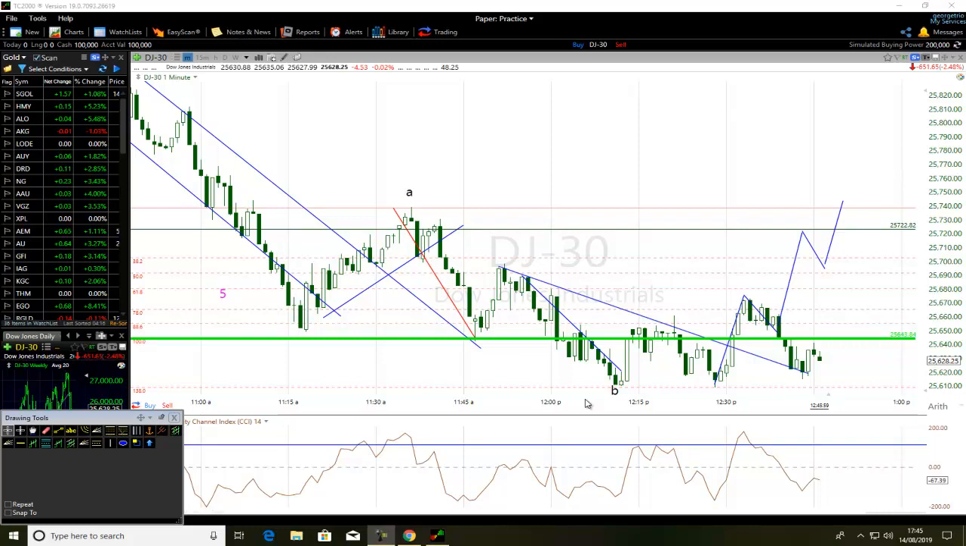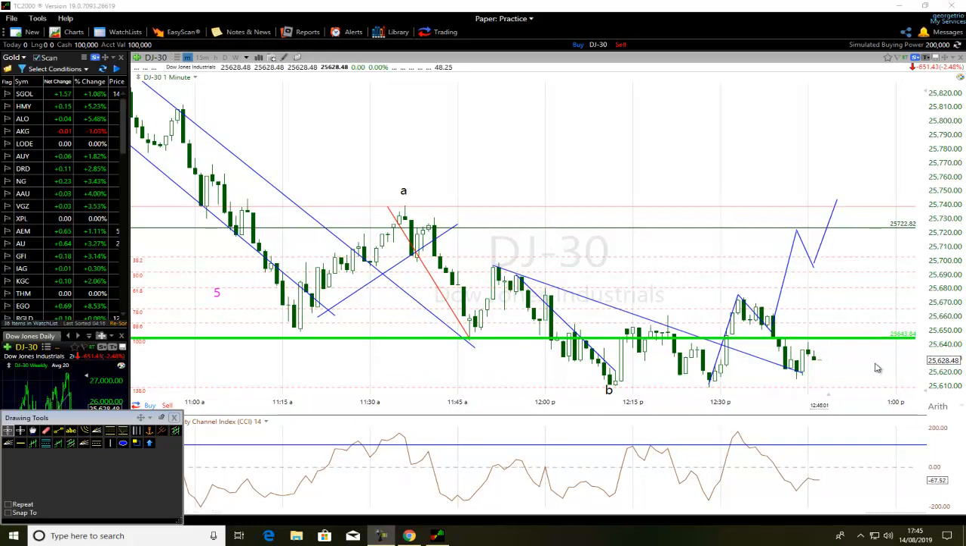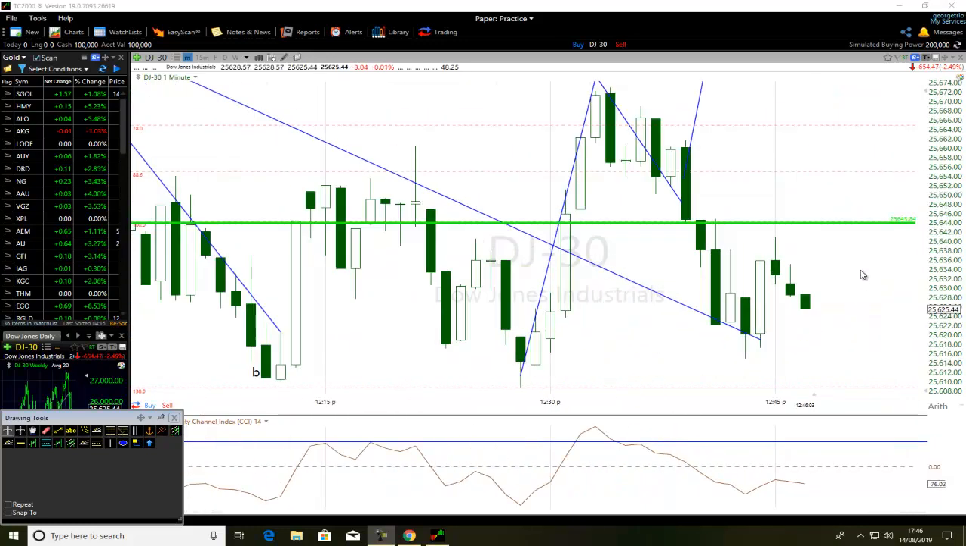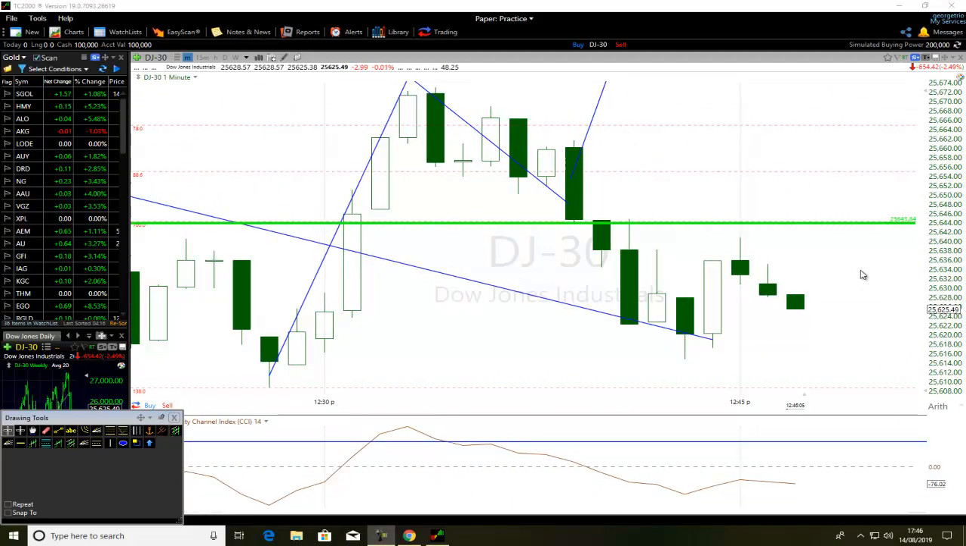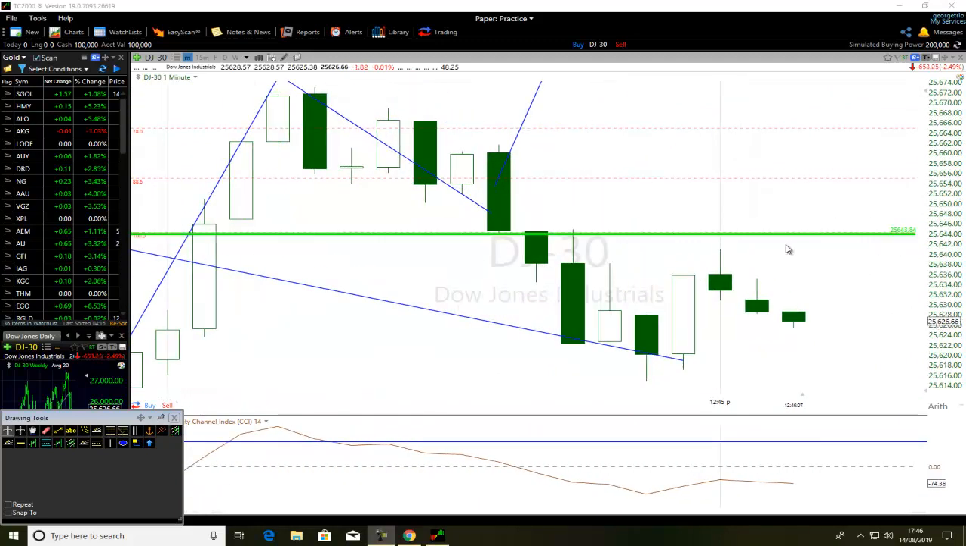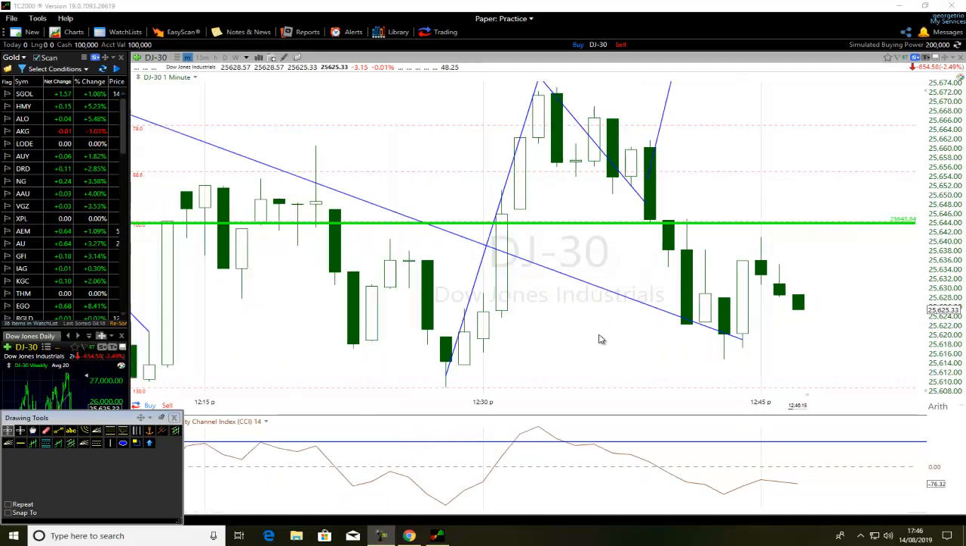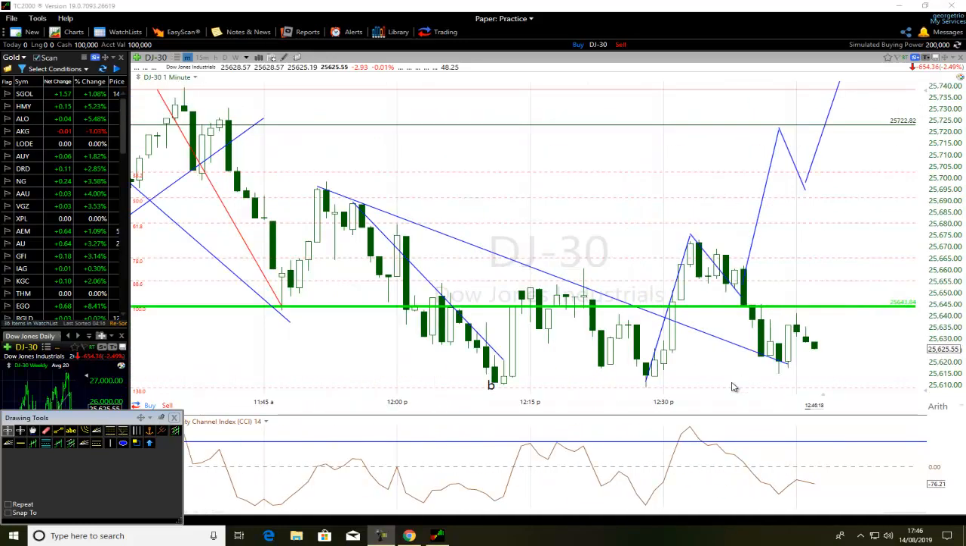I want to buy the Dow Jones at 25643. That's a limit order right there to buy the Dow Jones at 25643. That order will be filled if and only if the price rises into that level. All right, so far it's going down.